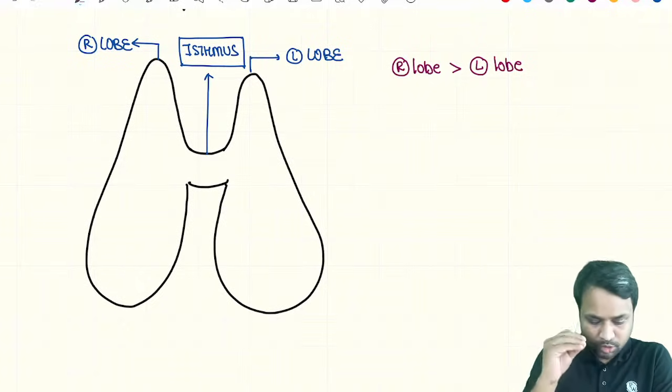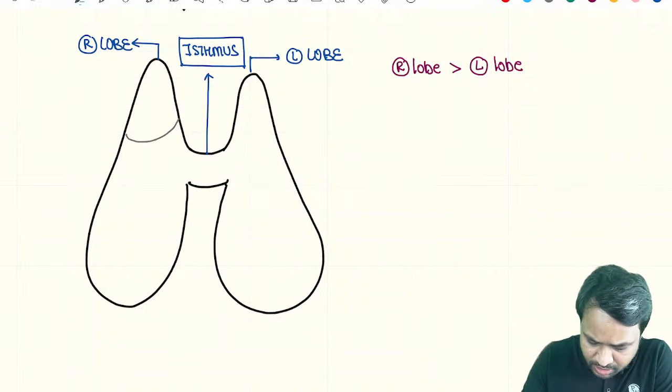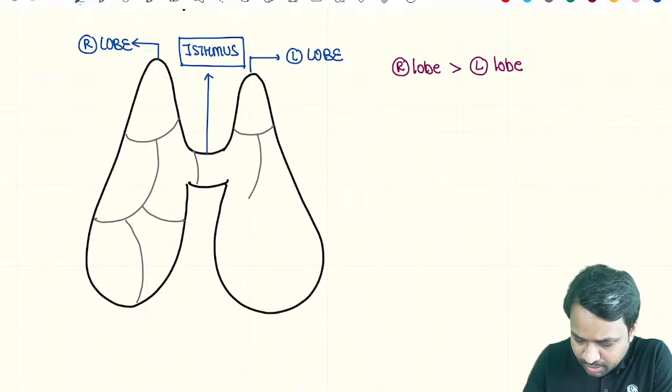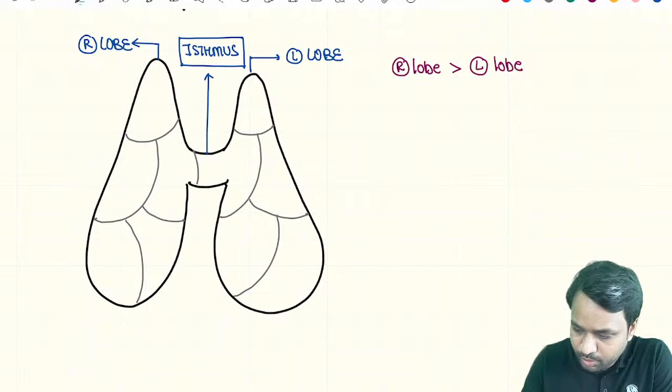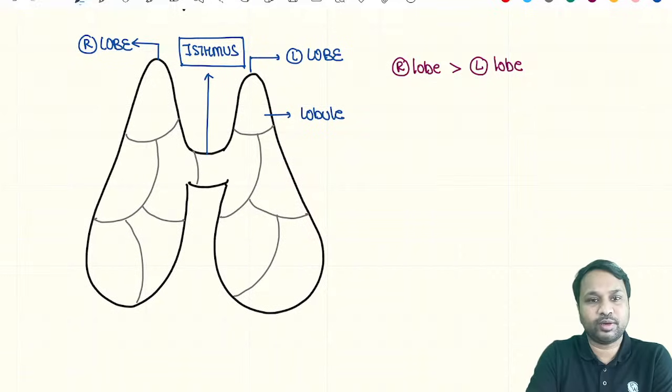When you look closer into the thyroid gland, you will see there are septations present, which are dividing the thyroid gland into smaller subsets. These smaller subsets are what we call the lobules of the thyroid gland. So each individual one would be called a lobule of the thyroid gland, right?